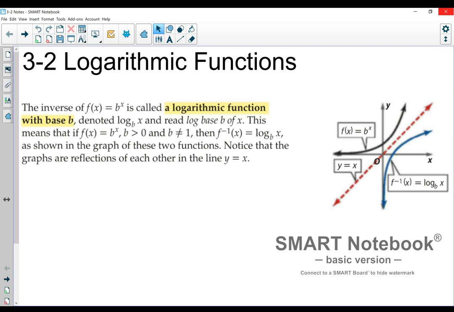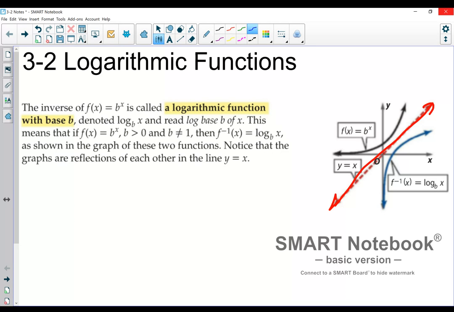3.2, Logarithmic Functions. So this is a paragraph from the textbook. I just really like it. It defines a logarithmic function, and it also shows you how logs and exponents are inverses based on the idea that they are reflected over the line y equals x. And that's not a straight line at all, but when we're working in math, we like to have inverses of things so that we can solve.